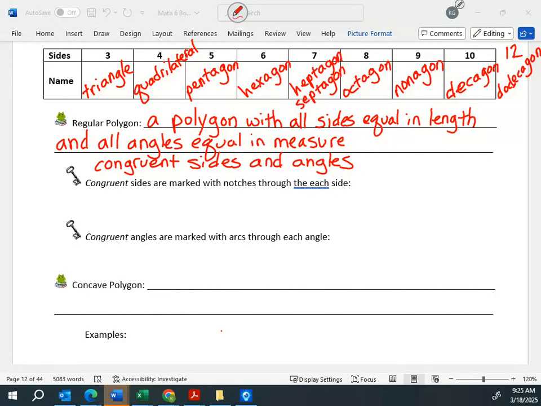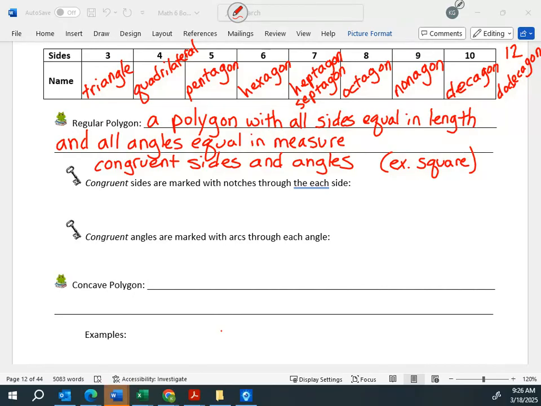Who can give me an example of a regular polygon? Janet just gave me one earlier. A square. So an example would be that square. A square has the same measure for the sides, and all of the angles are 90 degrees. So they are all congruent.